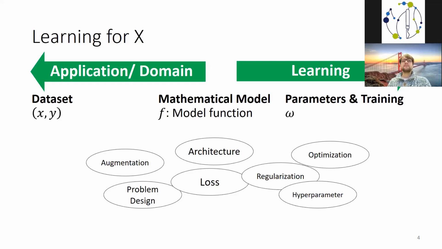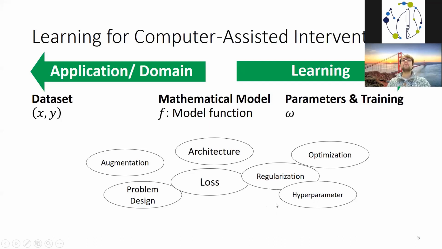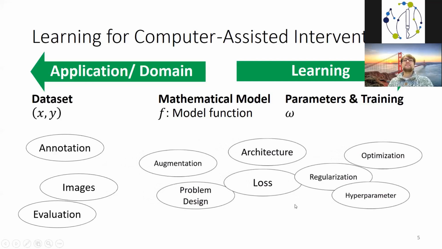And so this spans a field, and a learning specialist will focus on the learning side and will be good at the learning-centric things. But as CAI researchers that are using learning methods, we are in the advantage of knowing that this is not everything, that we have to know more than that. So as CAI researchers or as domain and applied researchers, we have to take more attention to the dataset-centric or the application-centric side, which would introduce aspects like annotations or images or how to evaluate.